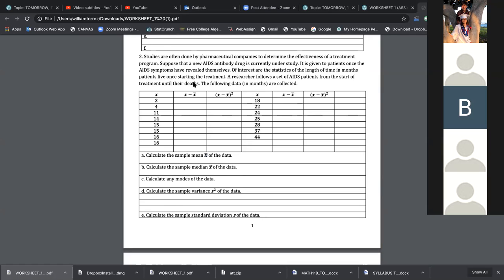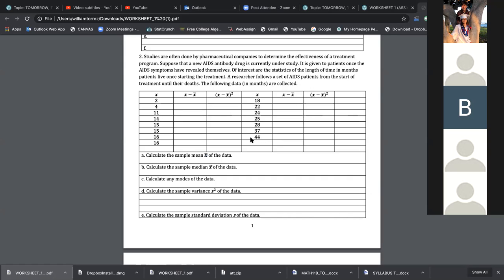Okay, and so data has been collected from a sample, and what we've collected here are these numerical values which represent the months of survival once the treatment has started. And you can see that it ranges here. This data is listed in numerical order, right? The minimum would be 2 months, and there's a maximum of 44 months.